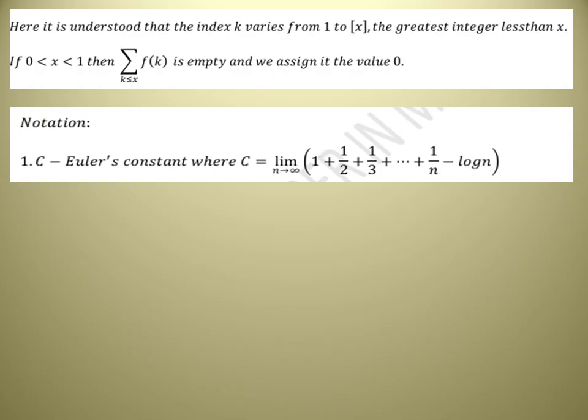And for further discussion we need the Euler constant C, where C is equal to the limit of the sum 1 plus 1 by 2 plus 1 by 3 plus and so on plus 1 by n minus log n, when n tends to infinity.